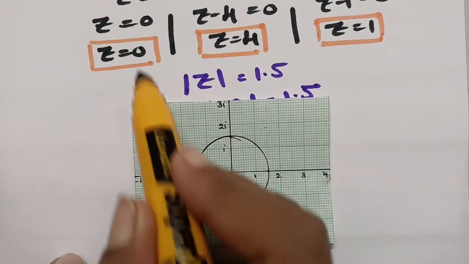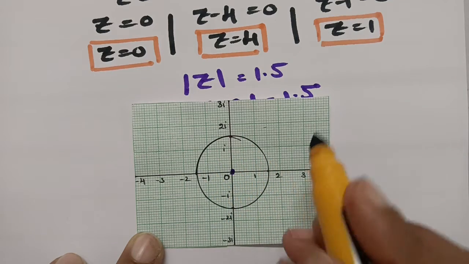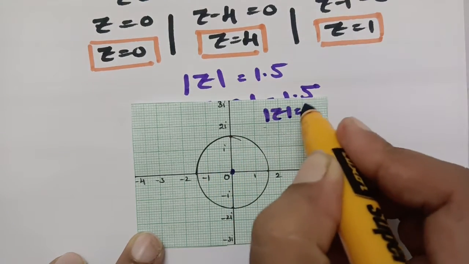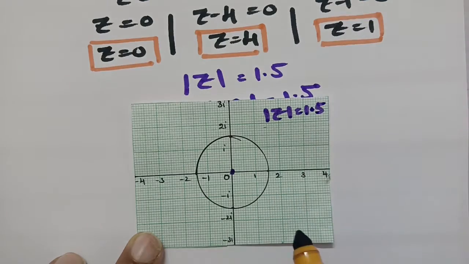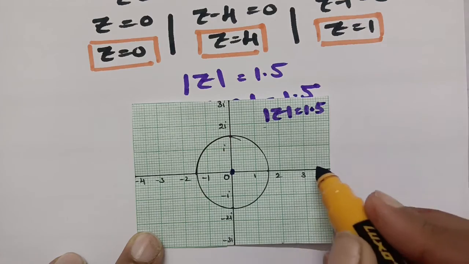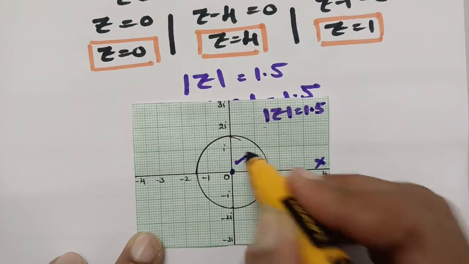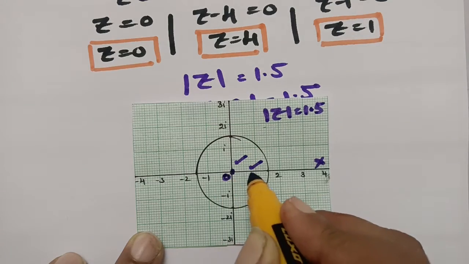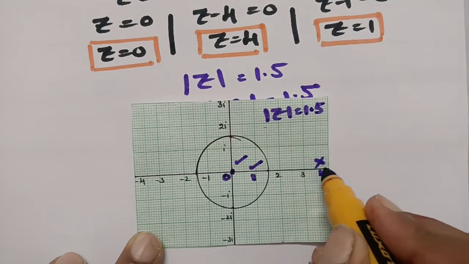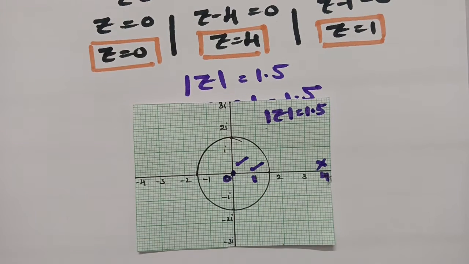So here if you observe, with center 0 and 1.5 radius, this is a circle, |z| = 1.5. Here z equal to 0 is within the circle, z equal to 4 is outside the circle, and z equal to 1 is also within the circle. So 0 and 1 are within the circle and 4 is outside the circle. So we have to find the residues for these 2 points.